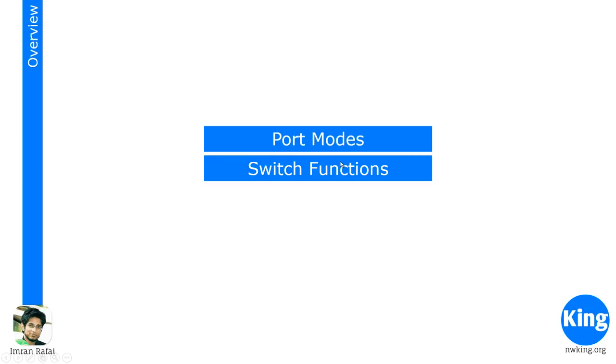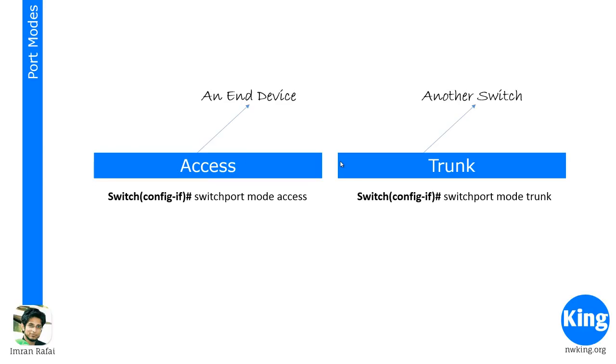Right, like I said, for the overview of today's class, we would look at the switch port modes and we will look at switch functions. The switch has two modes. The first mode is the access mode. An access mode is used when you are connecting a switch port to an end device. So let's say if you want to connect your computer or your desktop to a switch, that particular port we configure as an access port, right?